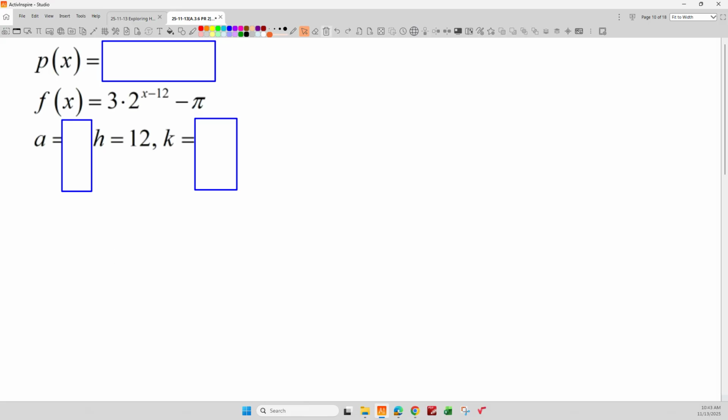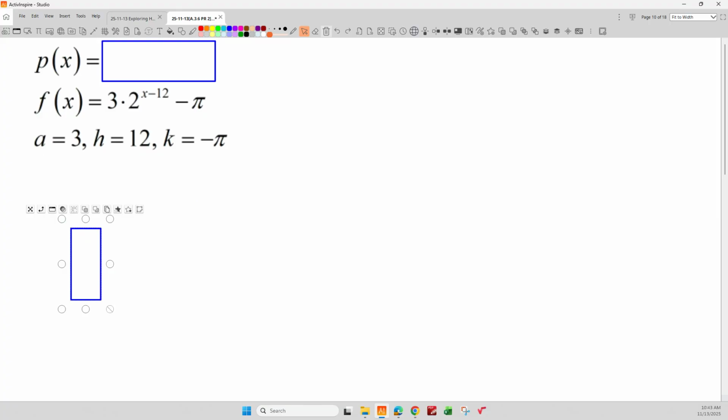Okay, what's k? Well, negative pi. Yeah. So that's a little weird. So again, we don't know what this function is going to look like, but we know that it's been slid to the right by 12 and down by pi, right? What's a? It's 3. Yeah. Because that's the number that's being multiplied by this thing out front.